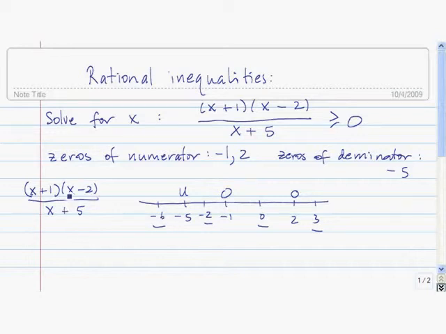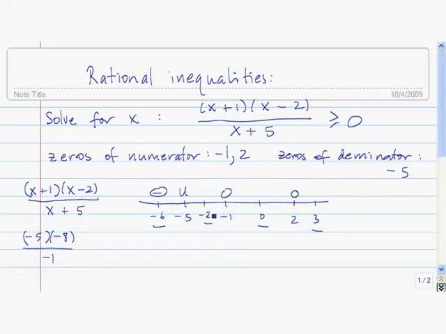So if we plug in negative 6, we get negative 6 plus 1, which is negative 5. Negative 6 minus 2 is negative 8. And then negative 6 minus 5 is negative 1. So we get positive 40 divided by negative 1, and that's a negative number.